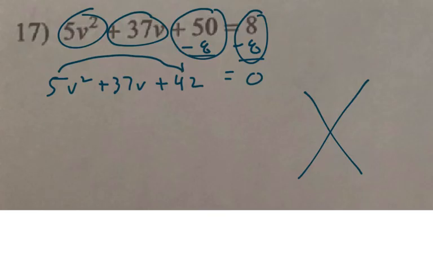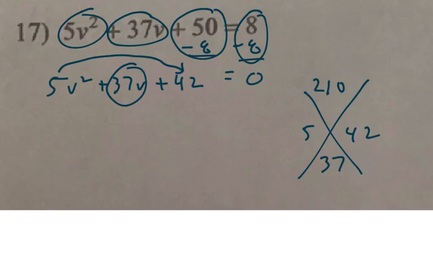Always take the first times the last: 5 times 42, and of course my middle sum is still 37. Now, 5 times 42, this is where some of you use your calculator. You'll get 210 here. Now, what you need to do, guys, is figure out, well, 5 and 4. Oh, wait a minute.